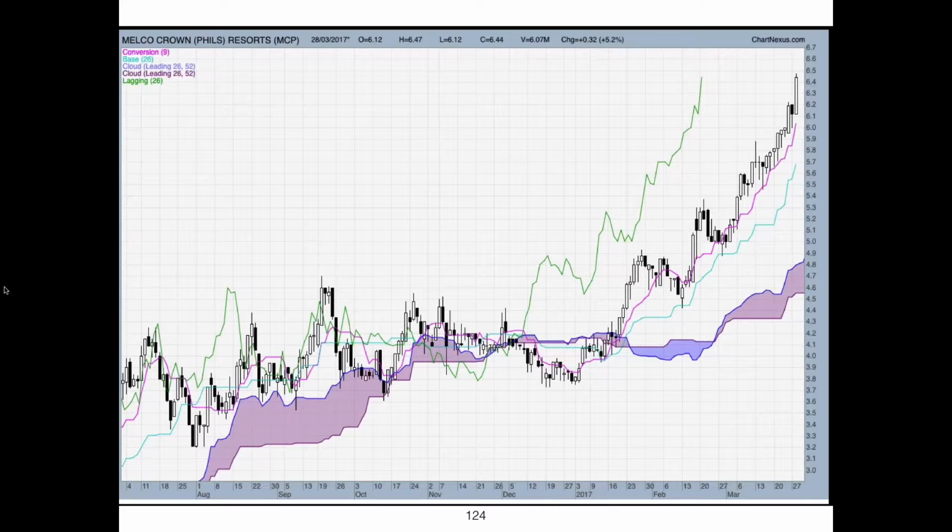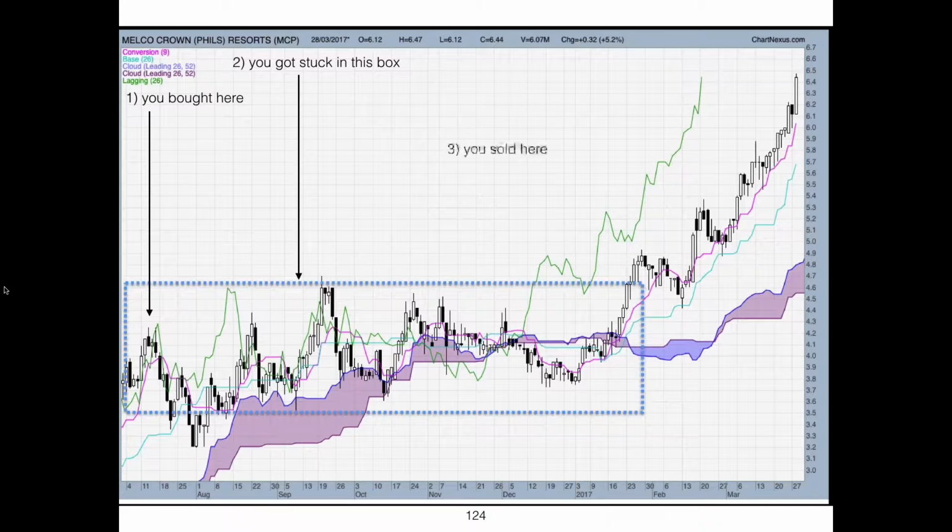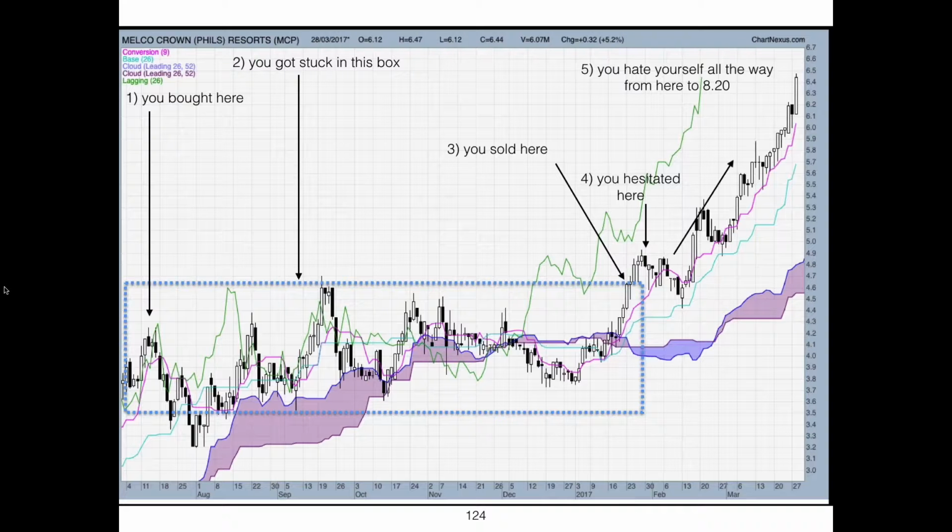Now let's take a look at the same period on the MCP chart using Ichimoku. You bought here. This was the level we highlighted earlier in the previous chart. You got stuck in this box. You sold here and you got whipsawed, but you hesitated here. Again, we're referring to the previous chart, but we are only putting the prices in using the Ichimoku chart. Then you hate yourself from here all the way to 820. So you hate yourself even more.